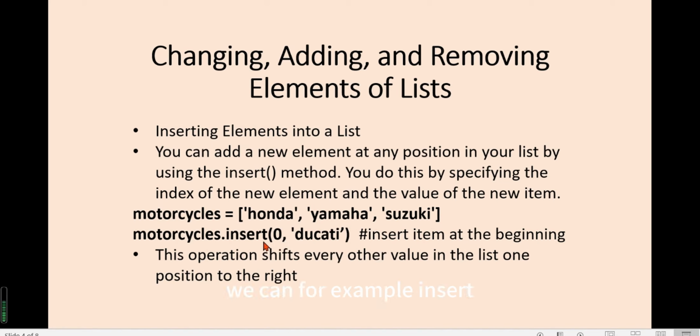Then we can, for example, insert a new item called Ducati to the first position at the beginning of the list. So this operation will shift every other value in the list 1 position to the right, which means in the original list Honda's index is 0, Yamaha is 1, and Suzuki is 2. Then after we have inserted Ducati to the first position, Honda's index will be 1, Yamaha will be 2, and Suzuki will be 3.